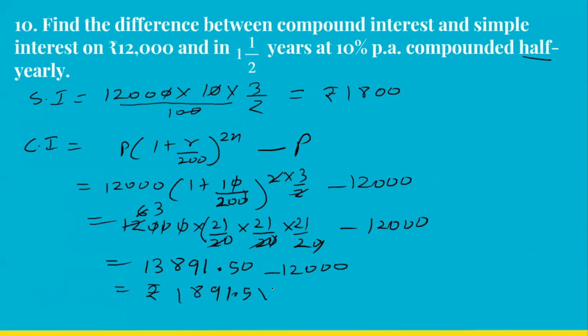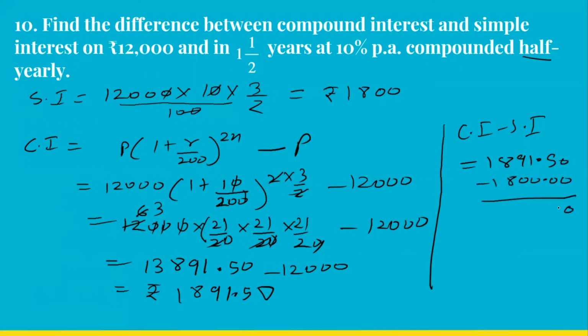Now you are asked to find the difference. So compound interest minus simple interest is equal to 1,891.50 minus 1,800.00, which you get as 91 rupees and 50 paisa. Understood, children?